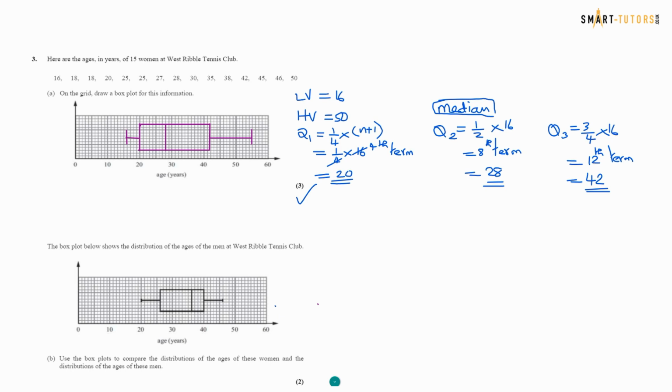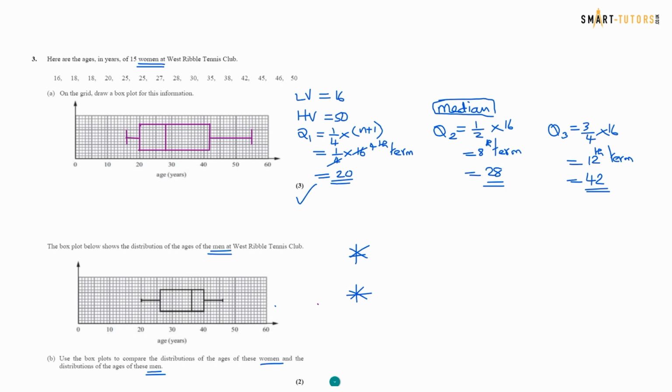I want you to take the full marks, and we know the answer is whatever the question asks. These are the 2 points you need to talk about when it comes to box plot comparison. Let's read the question first. The box plot below shows the distribution of the ages of the men and the women. Use the box plot to compare the distribution of the ages of the women and the distribution of the ages of the men.